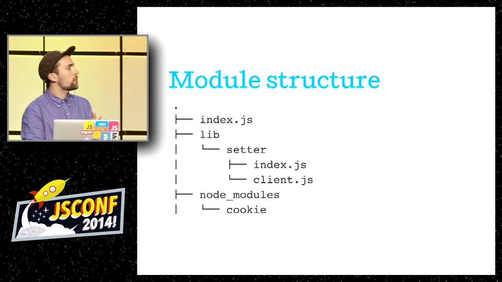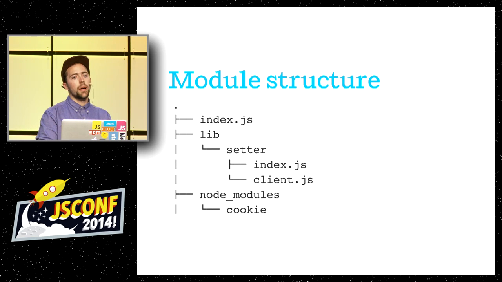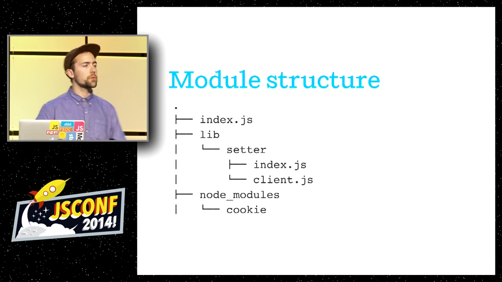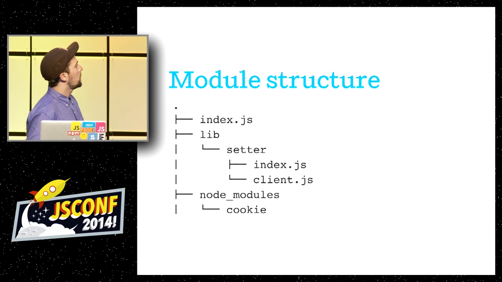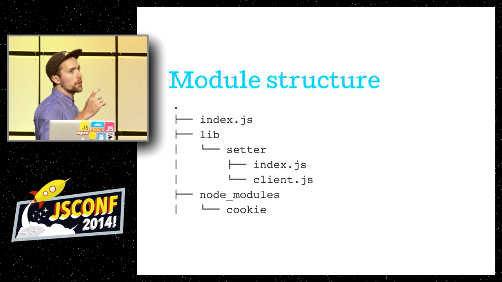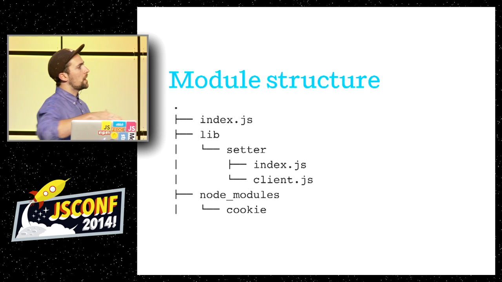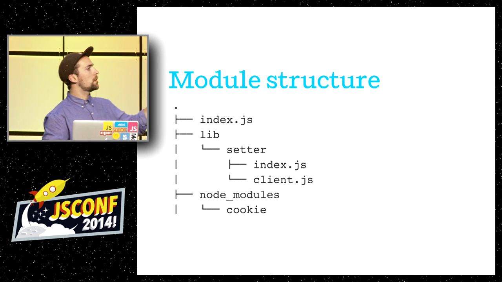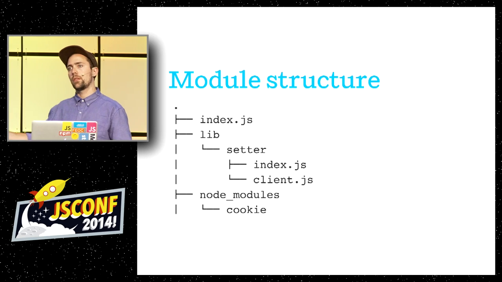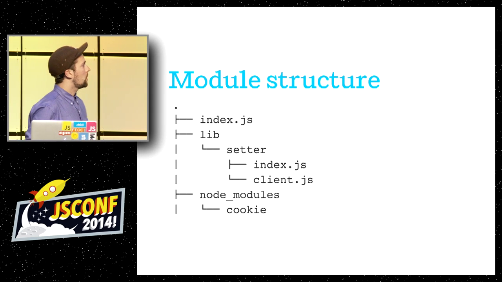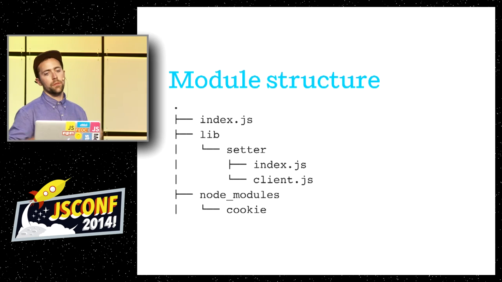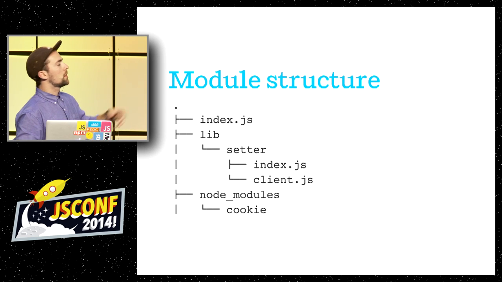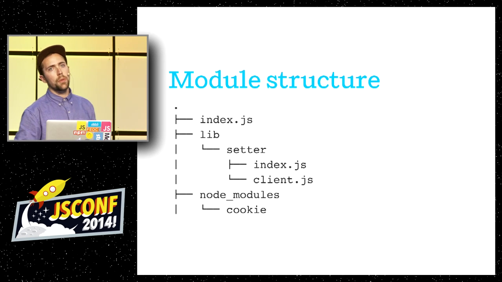So this is the structure of our really basic set cookie module. We've got an index.js, which is like the main entry point for the node module. We've got a lib directory. And in our lib directory, we're going to have a setter directory. That's going to be the implementation that actually sets the cookie. And we've got one file for node and one for the browser. And so the index.js will be the node version, and the client.js will be the browser version. And then, of course, we're using cookie as a dependency, so that's going to exist in our node modules directory.